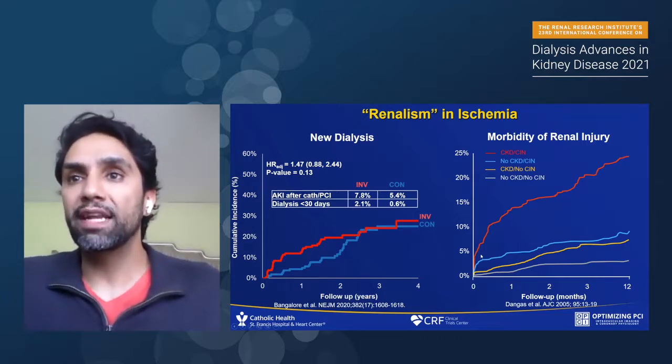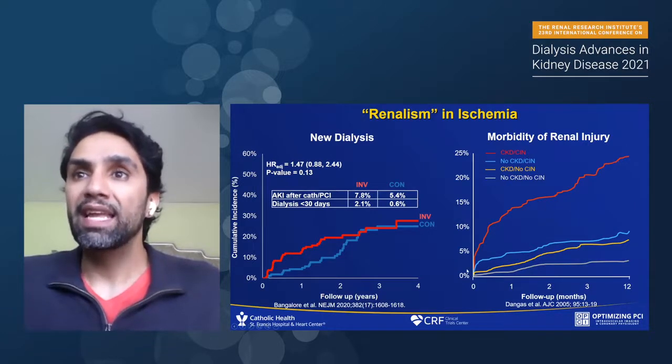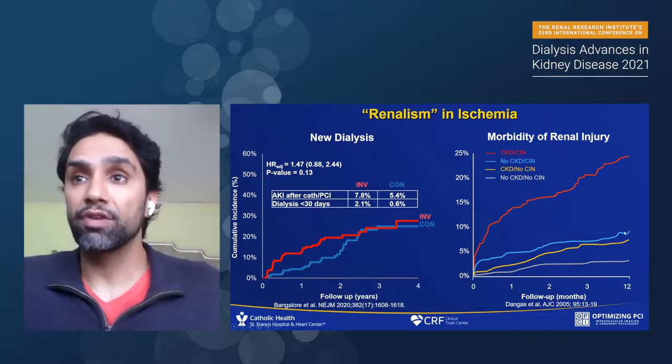If you've got chronic kidney disease and you create a contrast-induced nephropathy, about 1 in 4 people is dead at 1 year. And even if you don't have CKD and get contrast nephropathy, you have a very high hazard ratio, and 8% are dead at 1 year.